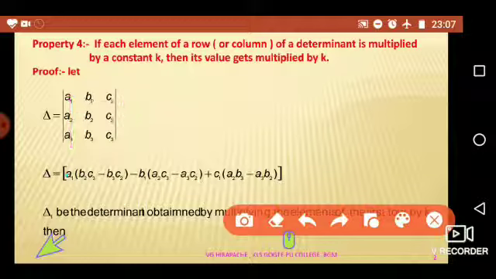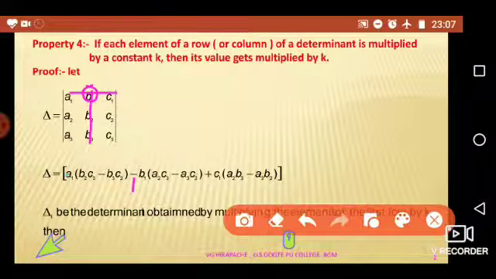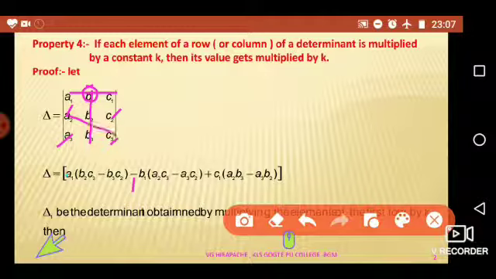Before I go to the next element of the same row, minus sign, and b1. Deleting the row and column consisting of b1, we are left with the elements a2, c2 in the second row and a3, c3 in the third row. Therefore, b1 into a2 c3 minus a3 c2.